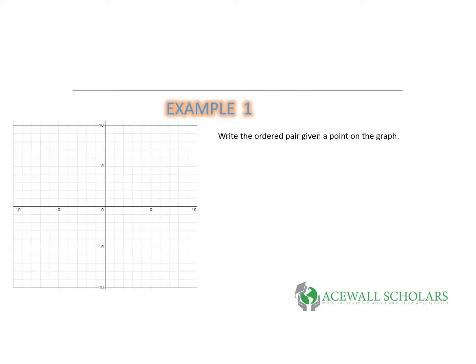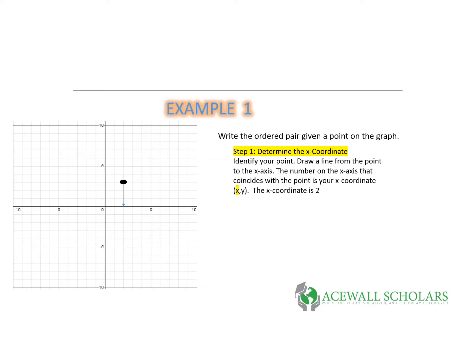Let's start with example 1. Here we will write the ordered pair given a point on the graph. The first thing you need to do is determine the x-coordinate. To do this, you have to identify your point, then draw a line from the point to the x-axis. The number on the x-axis that goes with the point will be your x-coordinate, and in this case, the x-coordinate would be 2.